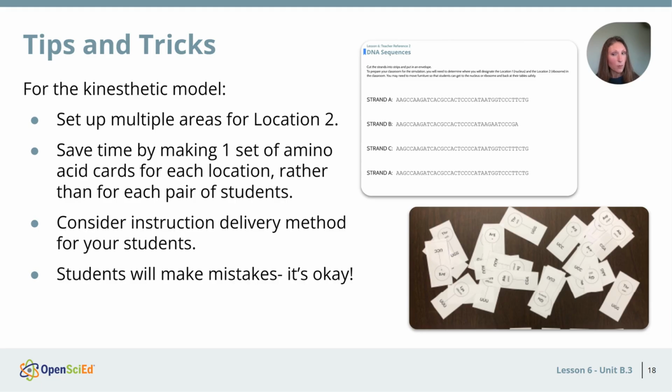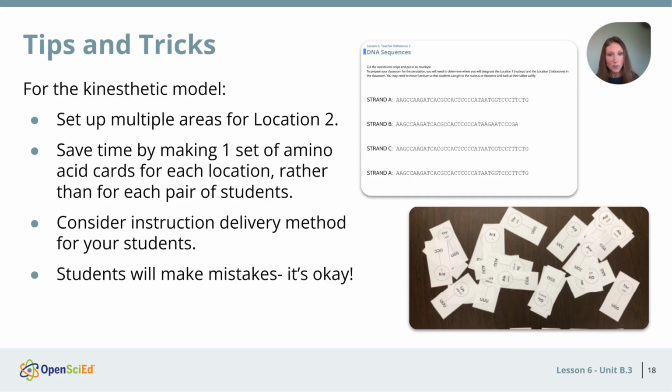Make sure you only have one area for location 1 because cells only have one nucleus, while they have multiple ribosomes, which is what location 2 represents. Next, think about how to deliver the instructions to your students. Do you want to give all instructions at once and then let students work? Or do you want to give instructions step by step and stop throughout the model to give the next steps?